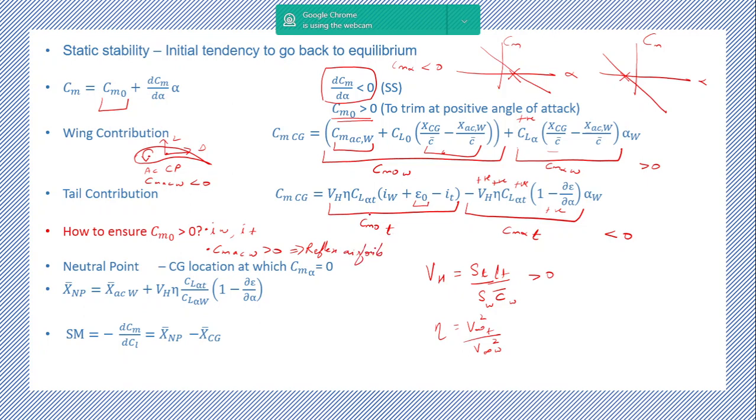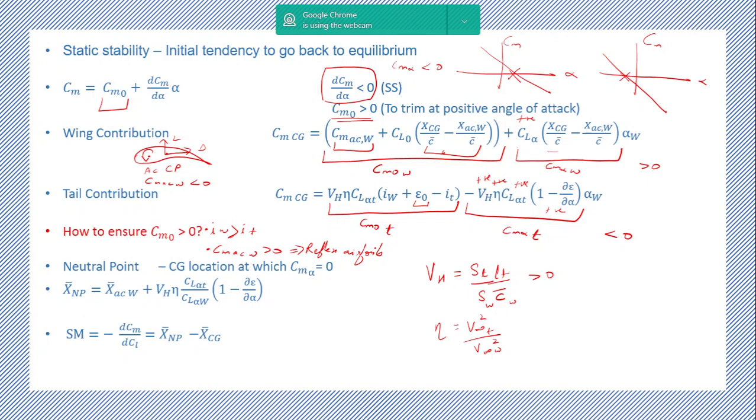So two ways that you can ensure the overall CM naught is greater than 0 is to have the wing setting angle greater than the tail setting angle. Or, you can have CMACW greater than 0 using reflex airfoils. These are the two ways in which you can ensure that you can trim your aircraft at a positive angle of attack. Okay. The next concept that was discussed was a neutral point.